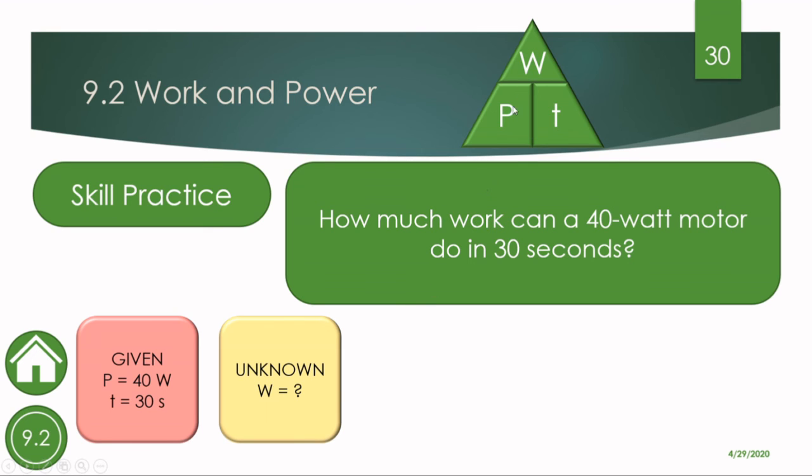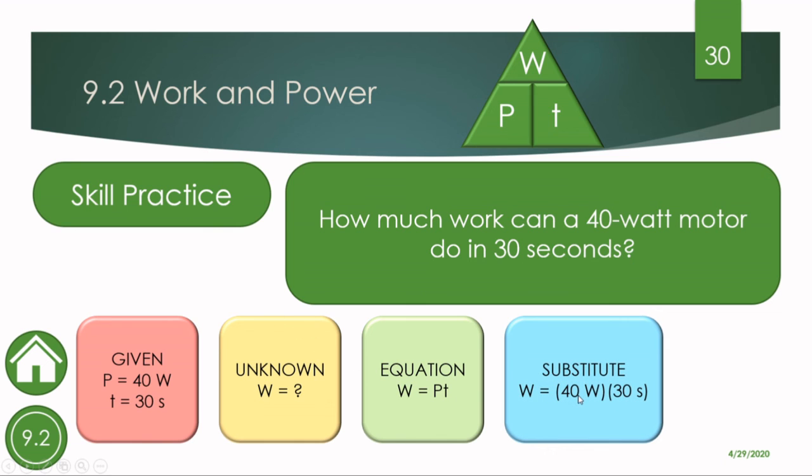How do we get work if we know power and time? Looking at our triangle, power and time are side by side. So we have to say work is equal to power times time. Now we substitute. We replace P with 40 watts, and we replace T with 30 seconds. Grab your calculator and multiply those numbers together, or if you can do it in your head, that's fine too. 40 times 30 is going to be 1,200.